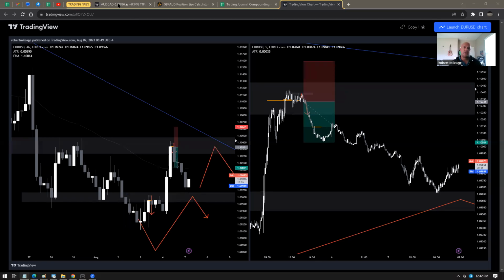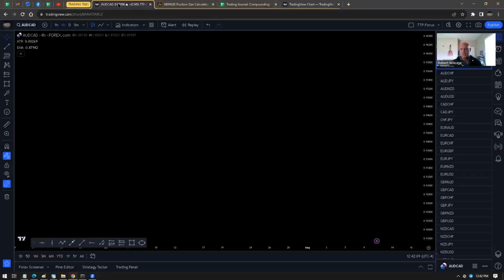So first things first, you need to pick a time frame. For me, I use the daily and the 4 hour. Then you need to find clear zones. Now, zones for me, I do off of break and retests or supply and demand.